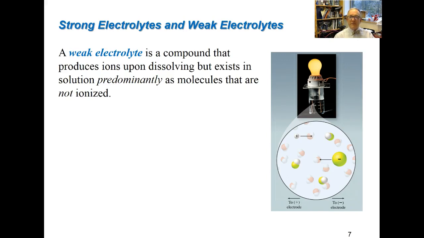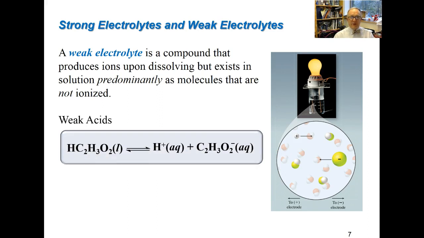A weak electrolyte is a compound that produces ions upon dissolving, but exists in solution predominantly as molecules that are not ionized. The light bulb is only partially lit. And so here's an example of a weak acid. This is acetic acid, HC2H3O2. It's the active component in vinegar. It partially dissociates in that one of the hydrogens comes off to make an H+ ion that's solubilized, and the acetate ion, which is C2H3O2-.